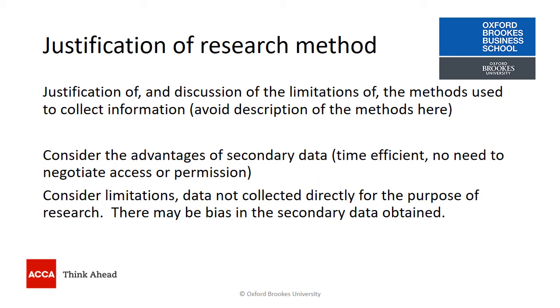And then another question that we ask is to justify and discuss the limitations of the method that you've used. Well, if you've used secondary research or the use of secondary data, you need to think about, well, what are the advantages of using secondary data? Well, it's time efficient, there's no need to negotiate access or permission. But there are some limitations too. The data that you're collecting has not been collected directly for the purpose of research, and there may be bias in the secondary data that you're using.